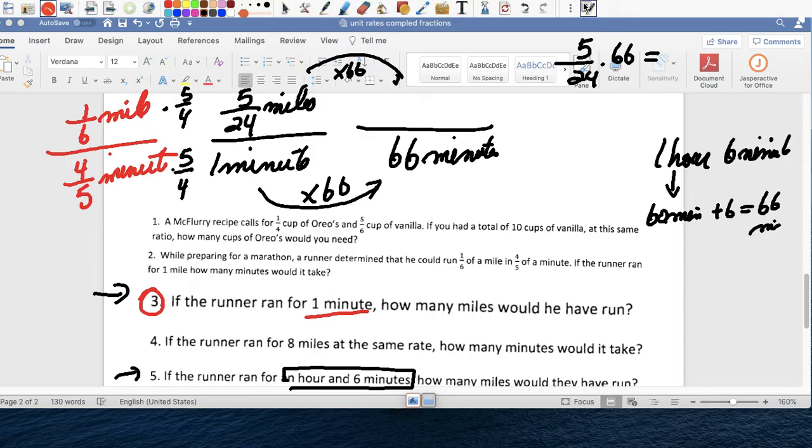Let me simplify this. Divide by 3 is 8. Divide by 3 is 22. Divide by 2 again is 11. This one is 4. It's 55/4, or 13 3/4 of a mile.